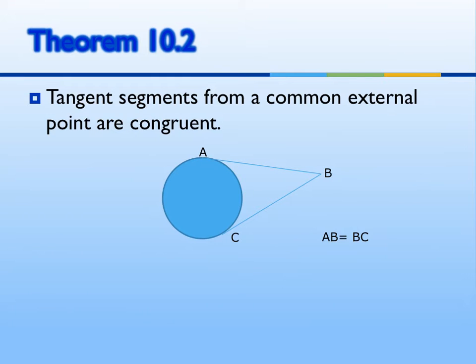Correct. Theorem 10.2 says tangent segments, so now we're talking about segments because I have to stop, from a common external point are congruent. So this is like the ice cream cone theorem, because it looks kind of like an ice cream cone. If you have a point outside your circle and you draw two tangent segments to the circle, they are congruent. So this would be equal to this.